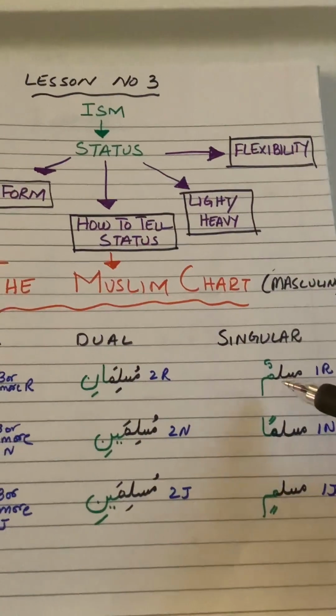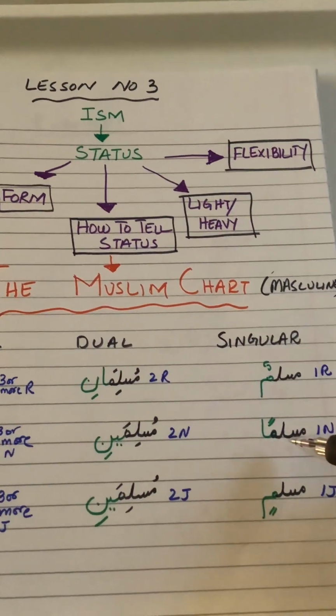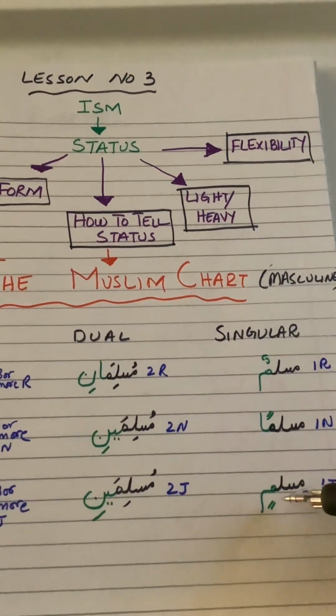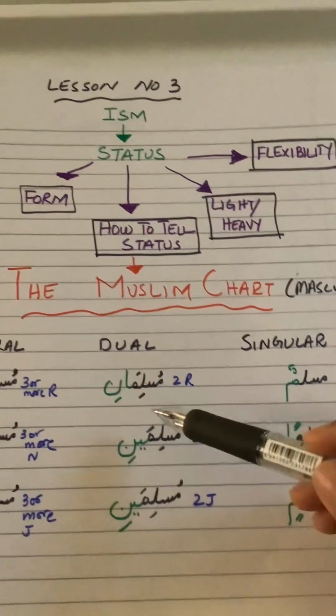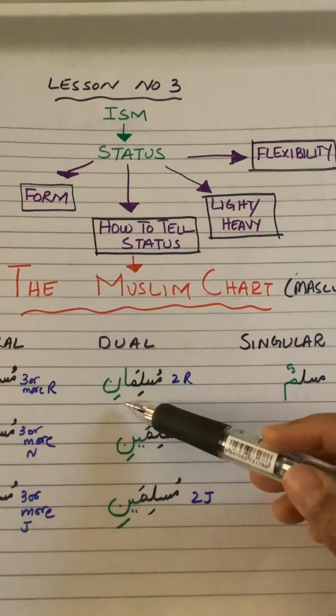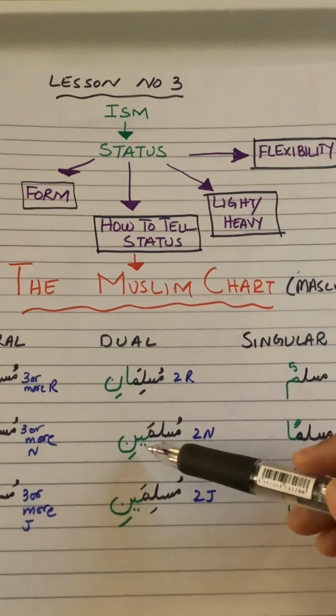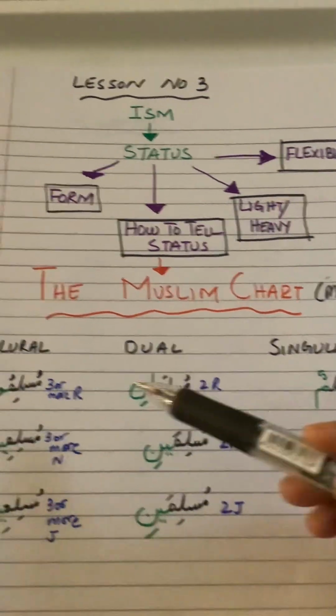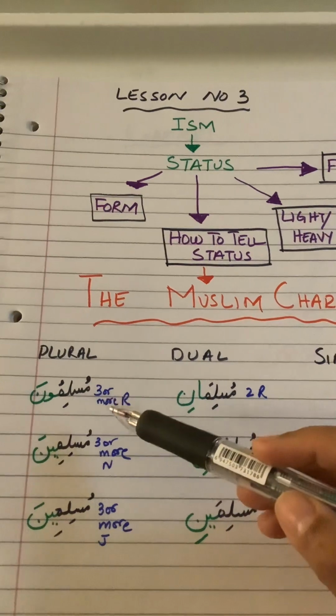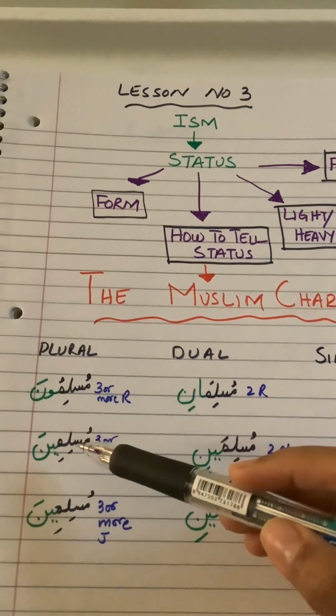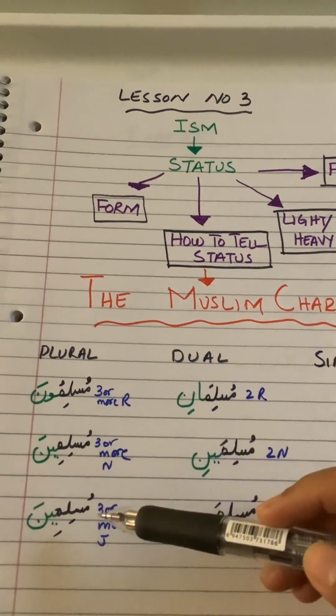We know that un or u sounds are one rafa, an and a sounds are one nasb, in and e sounds are one jar. Then ani, muslimani, ani sound is two rafa, aini and aini are two nasab or jar. Then una sound is three or more rafa, muslimuna, ina and ina sounds are three or more nasb and jar.